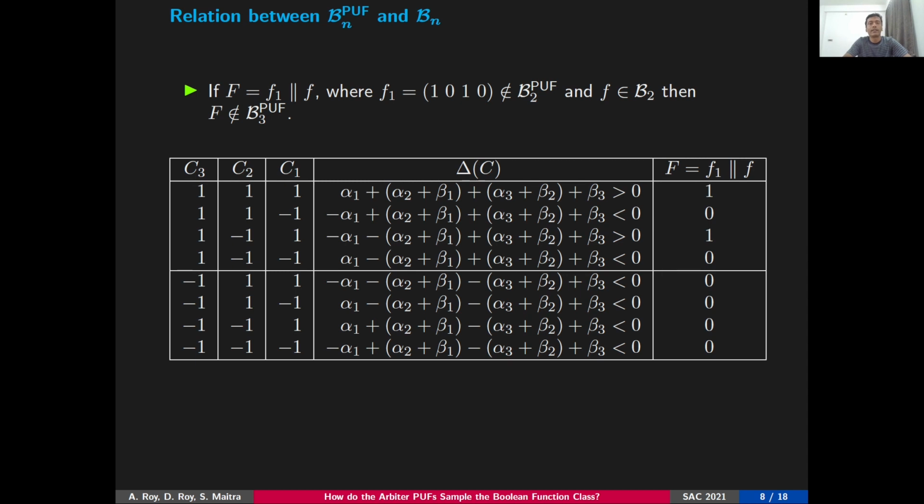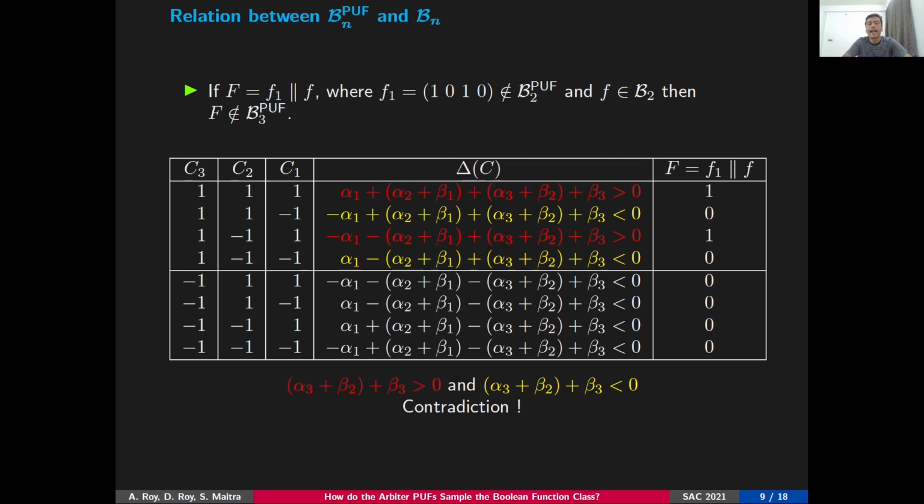Now, to check this, we have constructed all the inequalities, with the expression that F is equal to f1 concatenate f, where f1 is a Boolean function which does not belong to the set B2 PUF. If we consider the two red colored inequalities and add them, we will get alpha 3 plus beta 2 plus beta 3 is greater than 0. And if we add the yellow colored inequalities, then we will get alpha 3 plus beta 2 plus beta 3 is less than 0, which is a clear contradiction. That means this capital F, which is f1 concatenate f, does not belong to the set B3 PUF, because we will not have any solution for alpha and beta i.